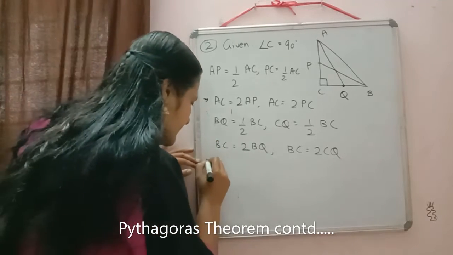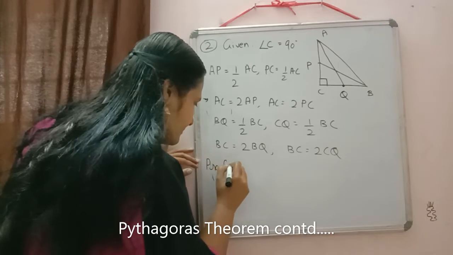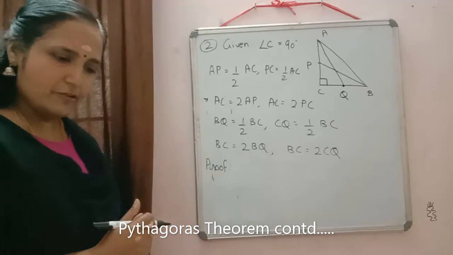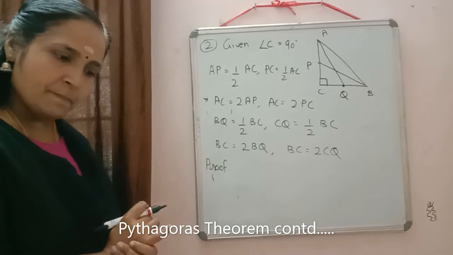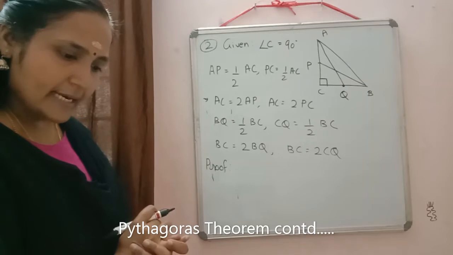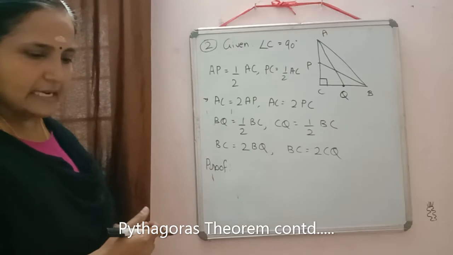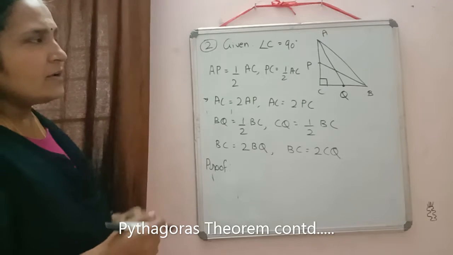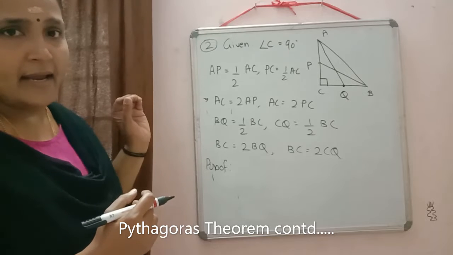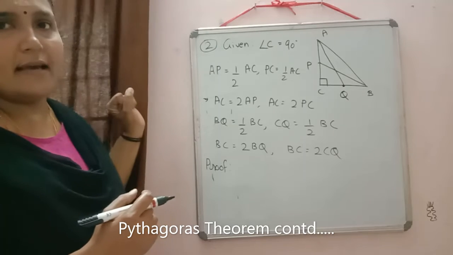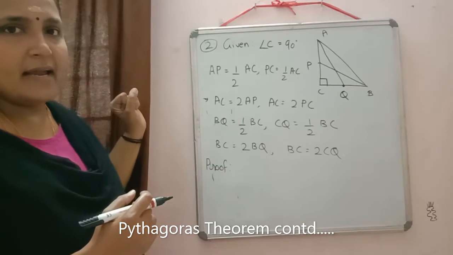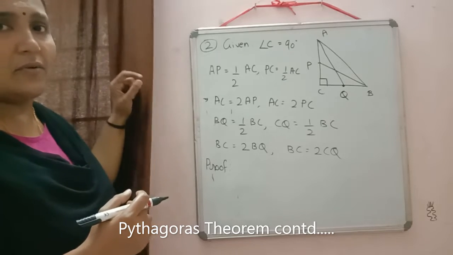So I am directly starting with the proof. First, we have to check the proof. In the proof we need the sides AQ and BP. In the first one we need AQ and in the second one we need BP. So just to check, do we have any right triangle in which the side AQ is included?